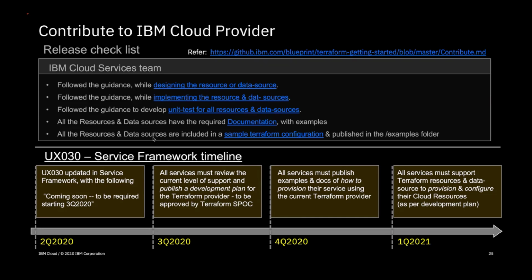In 4Q 2020, we expect all the IBM Cloud Services to publish an example and doc which explains how their service can be provisioned and what are the different arguments or attributes required to provision their respective service. So in 1Q 2020, we even expect not only provisioning, there should be Terraform support for configuring those services. So this is the Terraform service framework timelines which we are following with the different IBM Cloud services teams. Yes, over to you.